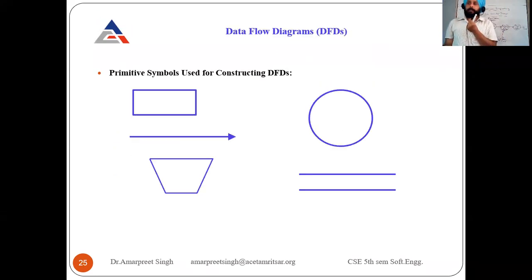Coming to DFD, the primitive symbols used for constructing DFDs are the rectangle, which is known as an external entity. Then the circle is the bubble, which is used to represent any process. Then the double line is used for the data store, and the arrow for the data flow. Next.